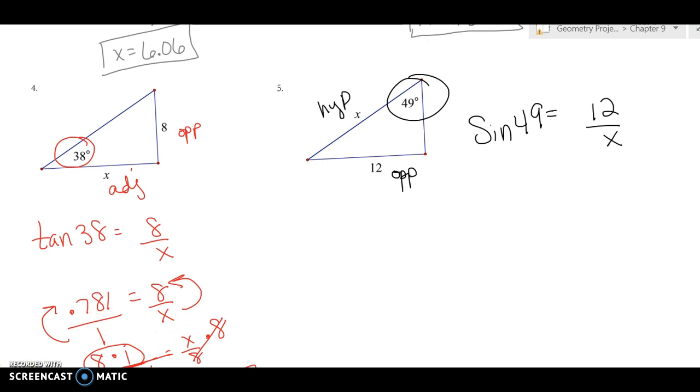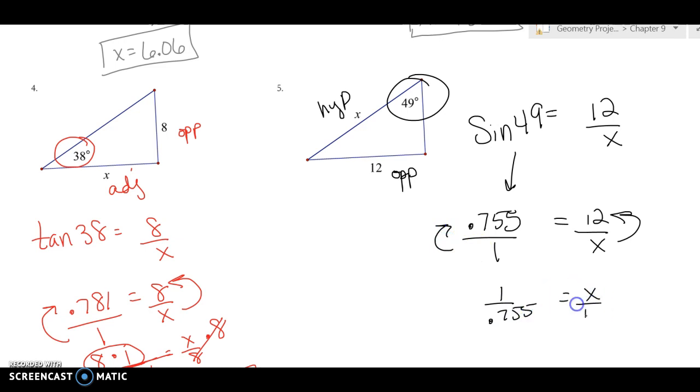Okay, so you should have circled the 49, labeled your opposite and hypotenuse, and picked the sine. And so now sine of 49 is 0.755. And again, look, my x is in the wrong spot, so I'm going to flip them. So I'm going to get 1 over 0.755 is equal to x over 12. And then to get rid of a divide by 12, you multiply by 12. And so now 12 times 1 is 12. So it's just 12 divided by 0.755, which happens to be 15.89.